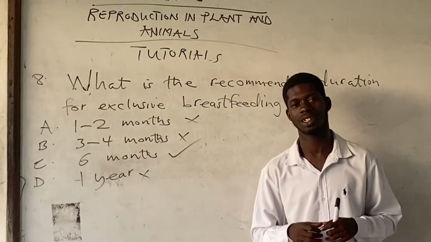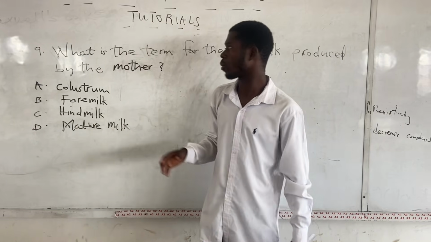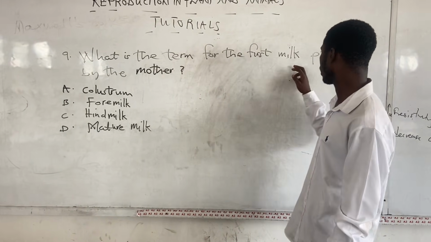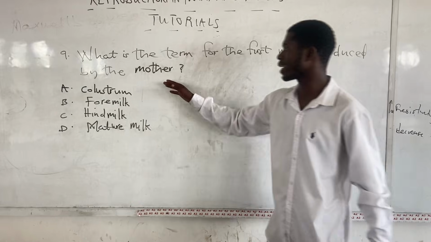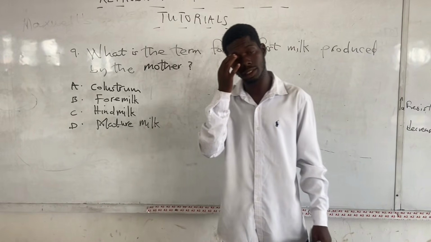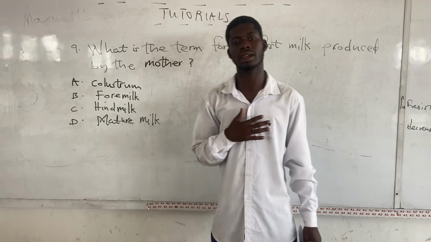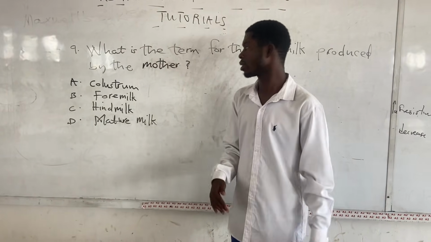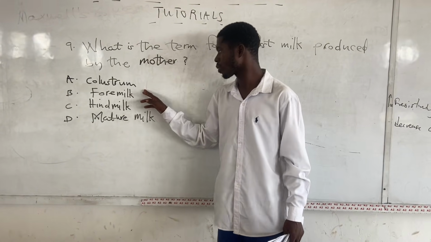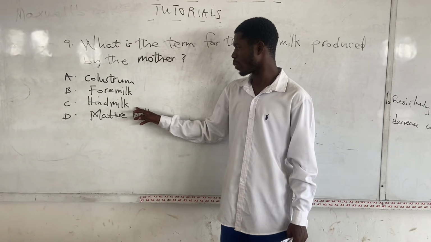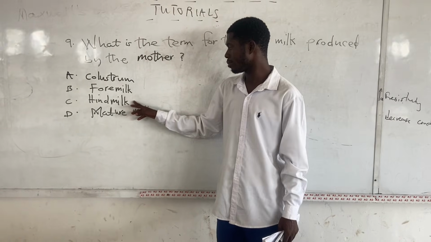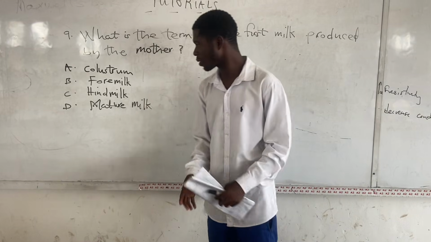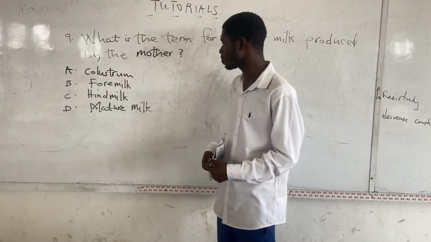Okay, thank you. We continue. Question number 9 says, what is the term for the first milk produced by the mother? When the child is born, the first milk that the woman gives to the child, what is the name for that milk? A, you have colostrum. B, you have formula. C, you have hen milk. And D, you have mature milk.